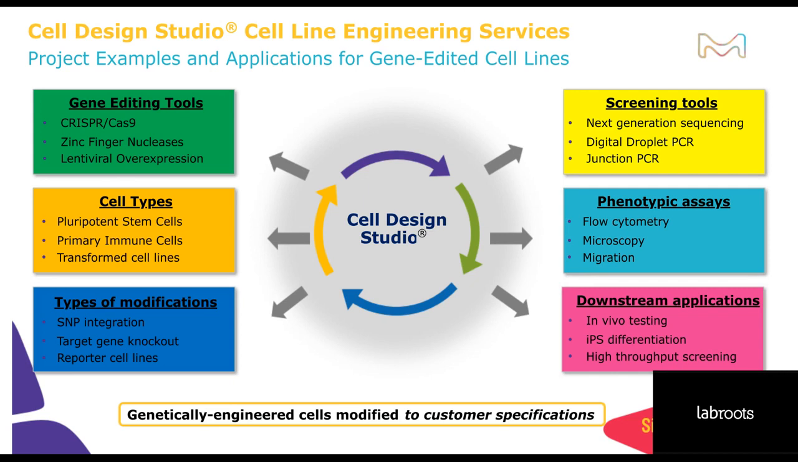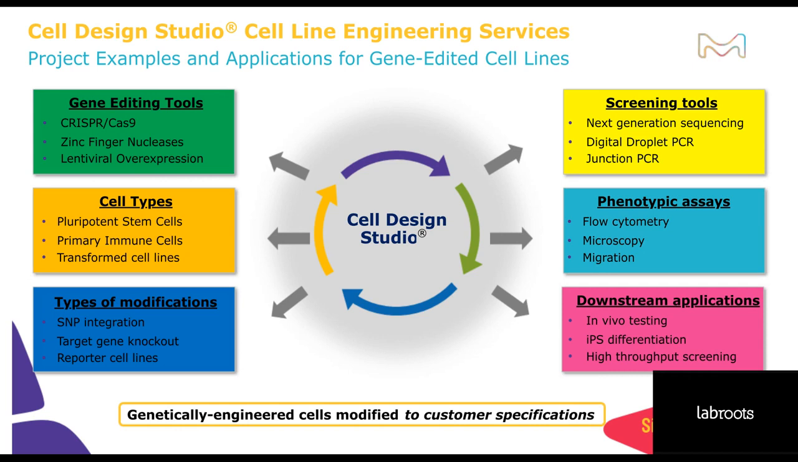The Cell Design Studio is a custom cell line engineering service group within the life science group of MilliporeSigma. We use gene editing tools, including CRISPR-Cas9, zinc finger nucleases, short hairpin and siRNA, and lentiviral overexpression to engineer custom cell lines for our customers. We use many different cell types, including pluripotent stem cells, primary immune cells, and transformed cell lines. And we can pretty much engineer any type of modification that you might desire, including single nucleotide polymorphisms, gene knockouts, large reporter cell lines, and such.